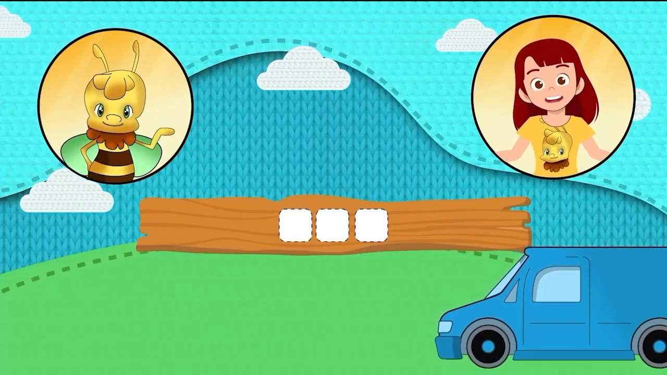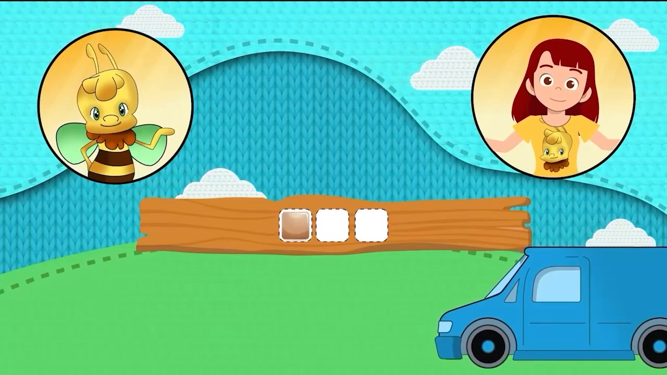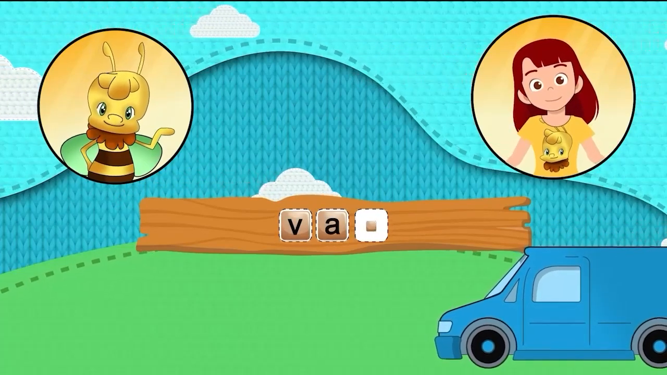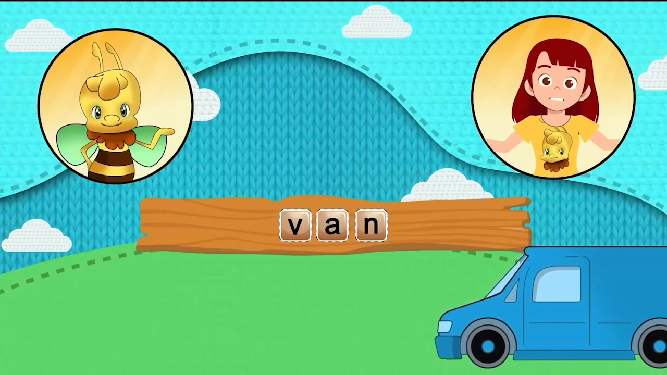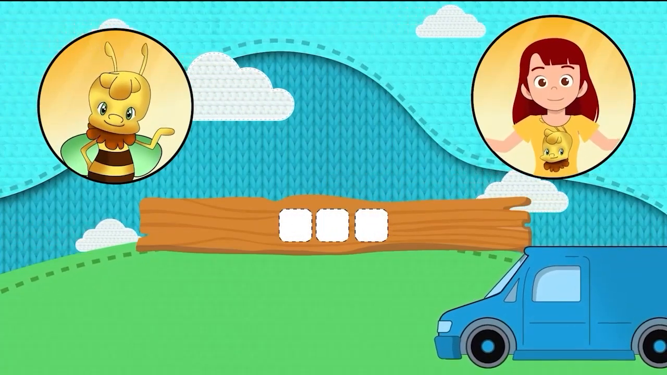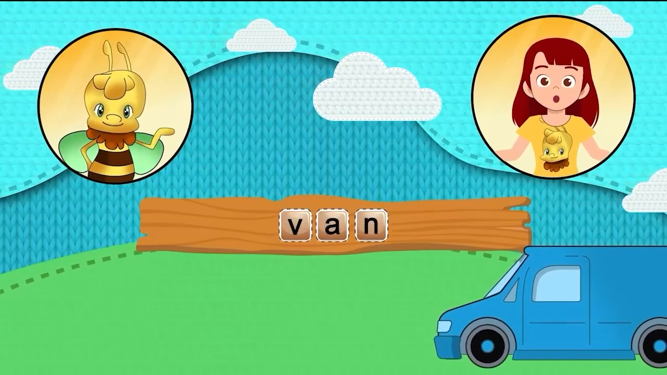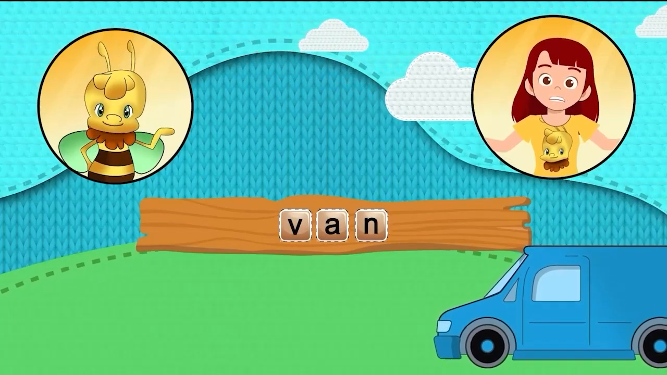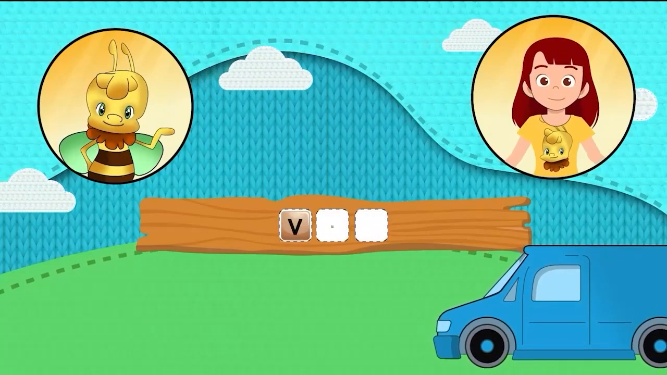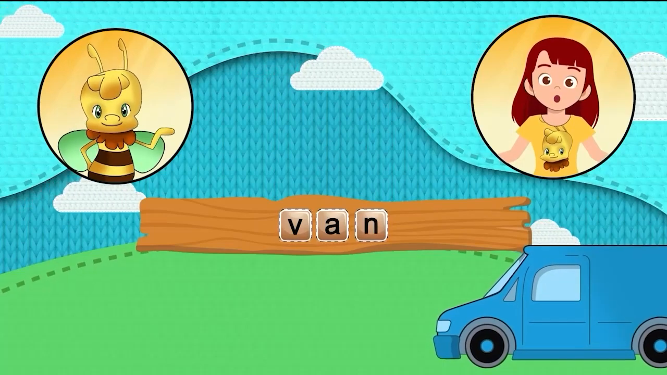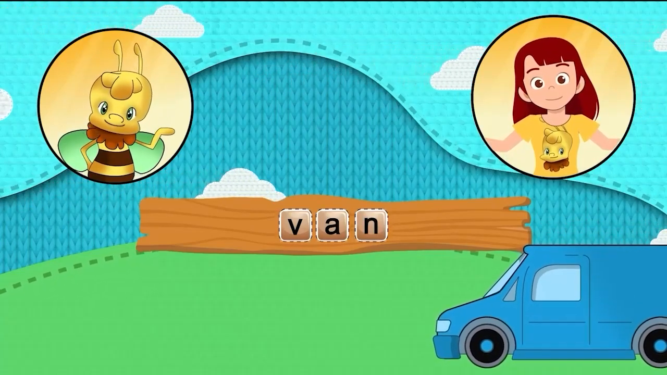Arbee, shall we teach your friends how to spell van? V-A-N. Did you get that? Let's spell van again. V-A-N. One more time. Come on, everyone. V-A-N. Great job learning how to say V, boys and girls.